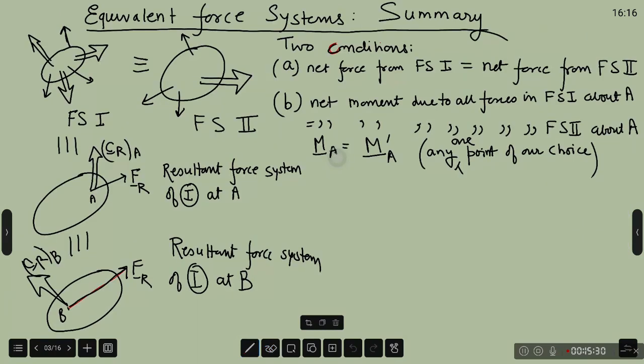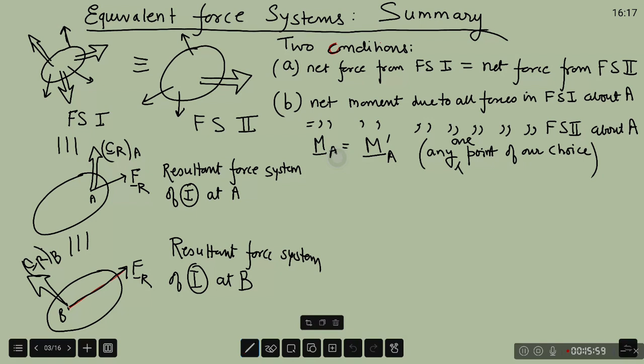So I am done with whatever I wanted to cover for the equivalent force systems. However, before I leave this topic, I want to summarize it. This topic has been spread over 3 classes and over 3 days, and that's why I want to put everything together, the major conclusions I want to summarize before leaving this topic and going to the new one.